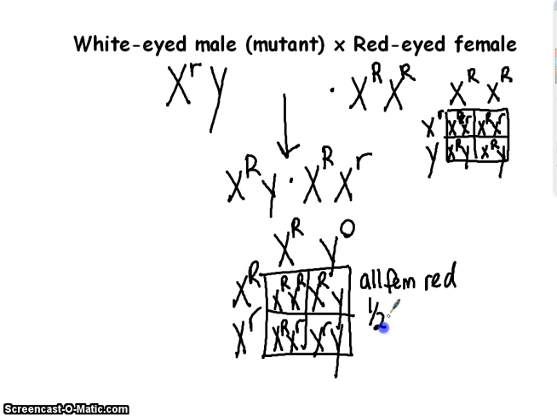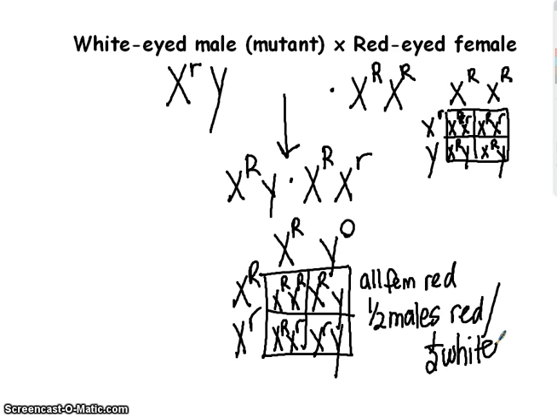And then half of the males red and half of the males white. Now, what if instead of that, he actually did a different cross? What if it was a female in his mutant generation? So what if he instead had a female with the white eyes and crossed it with a male with red eyes? What would be the genotype for the female with white eyes?